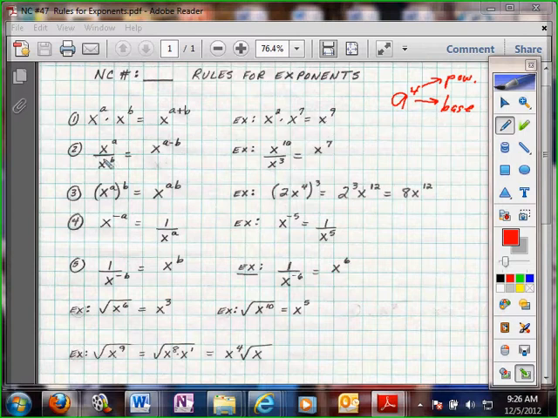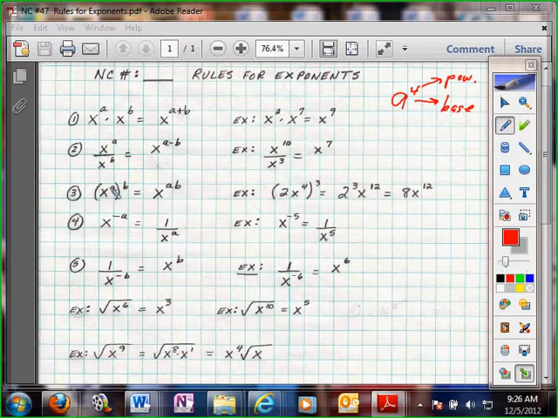Number two, if I'm dividing bases that are the same, I subtract the powers. So this becomes x to the a minus b. So here's an example. X to the 10th divided by x to the 3rd is x to the 10 minus 3, which is x to the 7th.